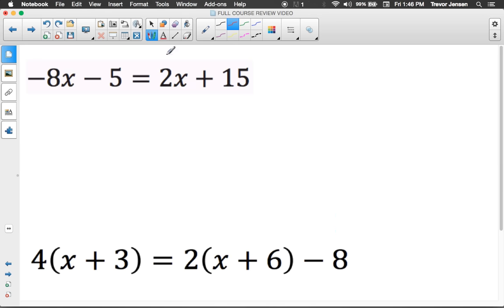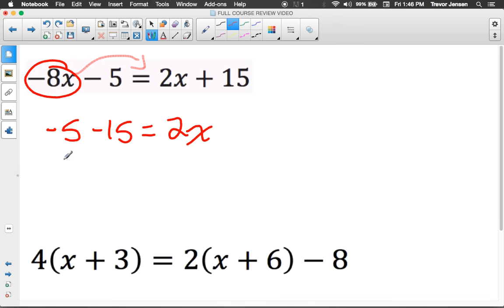So let's look here. We want to get all the terms with a variable on the same side of the equation. So I want to move, actually I'm going to move the other way. I'm going to bring the negative 8x to the right side of the equation and get all the terms that don't have a variable to the other side. So I'm going to bring the plus 15 to this side by applying the opposite operation. So that just means we're going to change the sign of the term. So on the left side of the equation, I'm going to leave the negative 5, and I'm going to bring this plus 15 over, and it becomes a minus 15. On the right side of the equation, I'm going to leave the 2x, and I'm going to bring this negative 8x over, which is going to change the sign of the term, becomes a plus 8x.